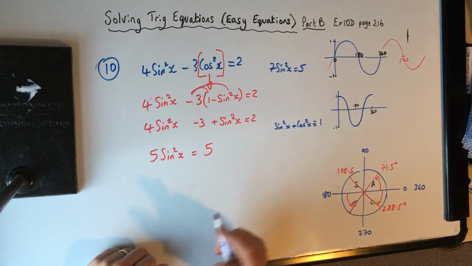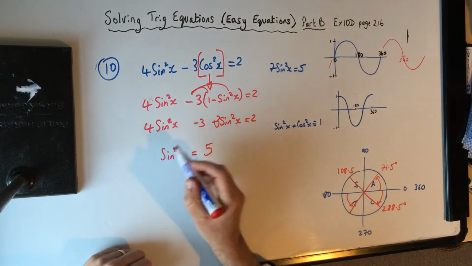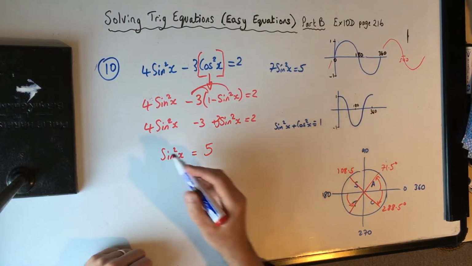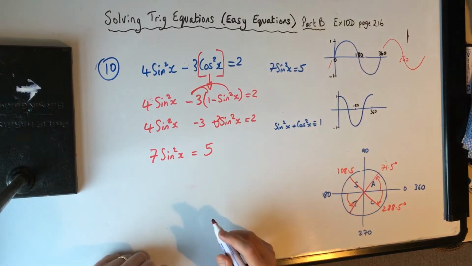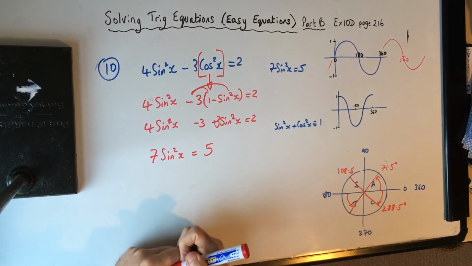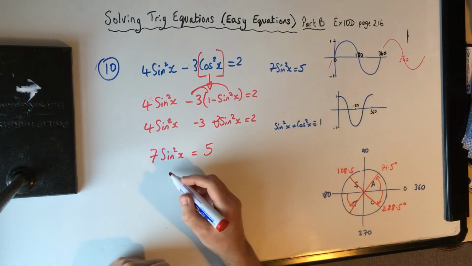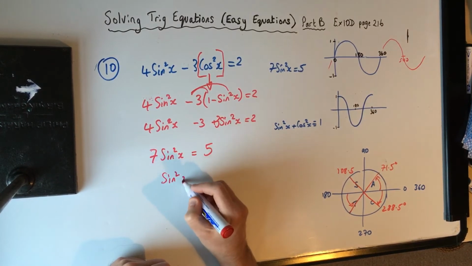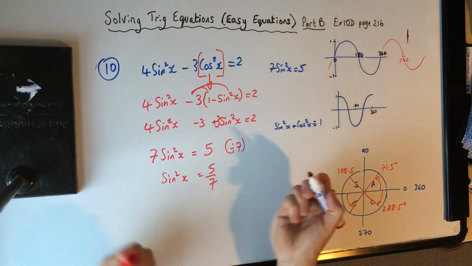What have I done? Oh, when I did that, I forgot to put my 3 there. Whoops. 4 sine squared x plus 3 is 7 sine squared x, and add 3 to both sides, and that gives me 5. Okay, I do apologise for that, it's late in the day, and I'm old. So once we get to here, of course, sine squared x now is equal to 5/7, isn't it? We're dividing both sides by 7 to carry on and solve it.